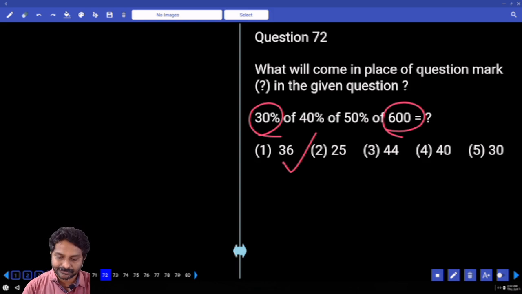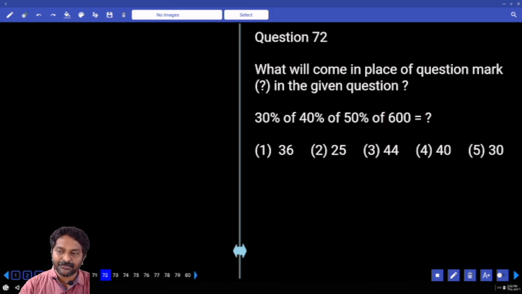Done. Otherwise, you need to go for backtracking. 50% of 600. Upon 300, 40%. 120. Upon 120, 30%. 36.